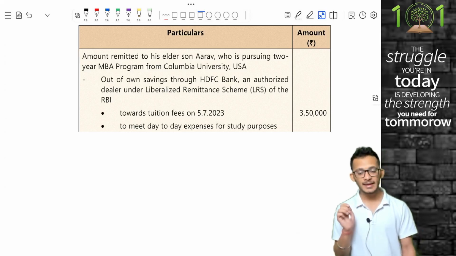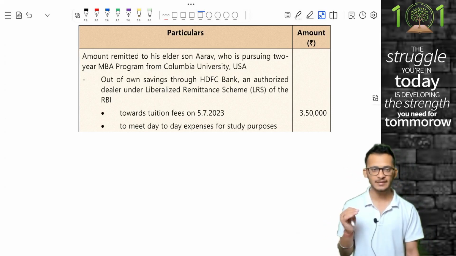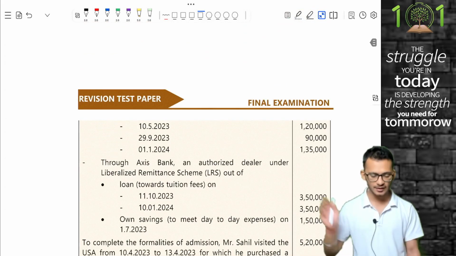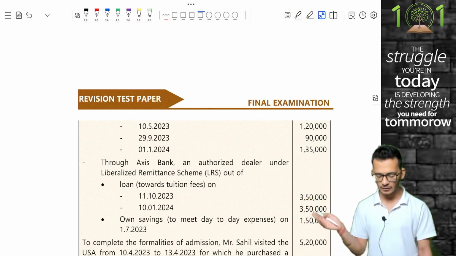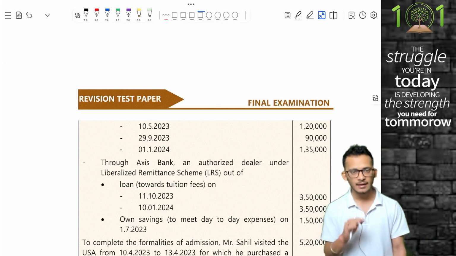But the dates are where the challenge is. Let's notice the dates very carefully. This is happening on 5/7. Then they are saying to meet the day-to-day expenses for study purposes. Now see the dates, there is 5 also, there is 9 also, there is 1 also. The dates are jumbled up. We'll have to sequence this first. So let's keep that in mind.